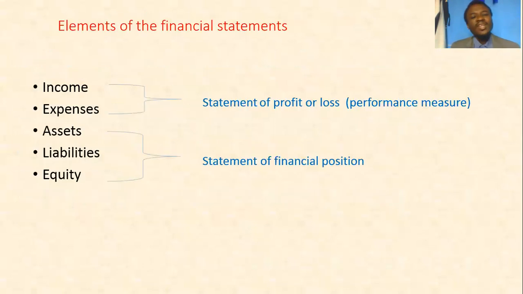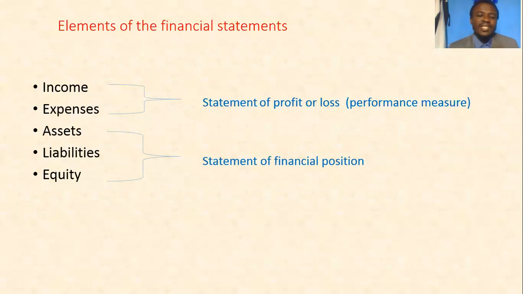Good. Now the financial statements are made up of the following elements. You have income, expenses, assets, liabilities. The first two form your statement of profit or loss, and it's basically used to measure performance. So if you want to know how a company is performing, look at their financial statement, how they're able to generate revenue and how they're able to control their expenses. It tells you performance for a particular year.